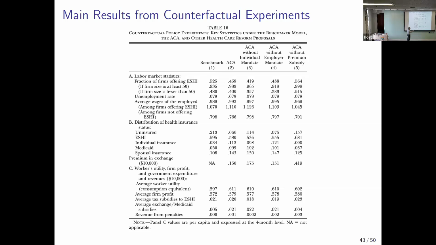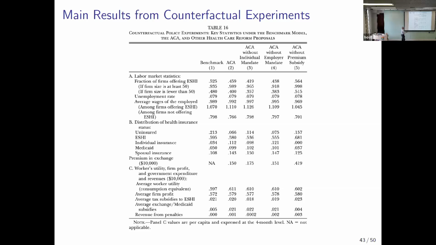This is the full ACA, 6.6%. Without employer mandate, it only went up by less than 1 percentage point, 0.9%. Right? That result was already there before actually. Nobody knew that employer mandate was actually not that crucial.